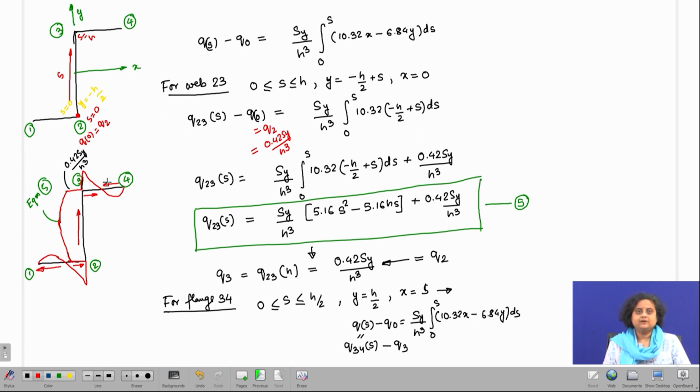So, this is the general methodology to find out the shear flow distribution in a thin walled open cross section. Thank you.